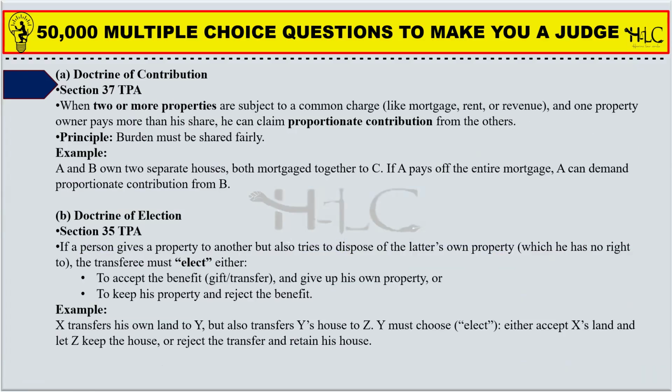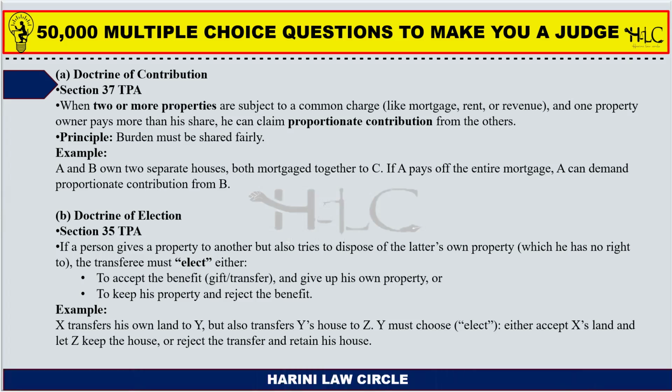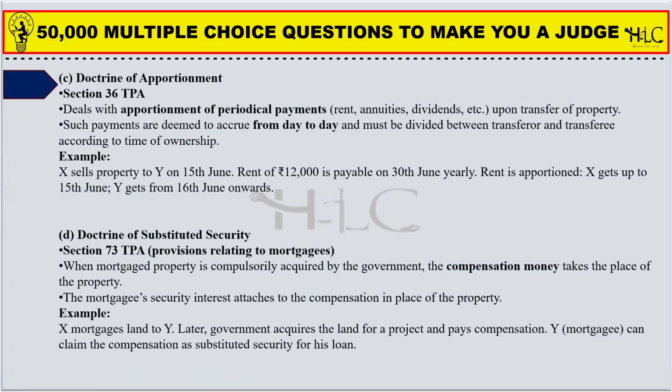So I have discussed all the four doctrines in detail in the explanation part. I request you to pause for a while and read the four doctrines in brief, because I have given you examples with respect to each of the doctrines. These doctrines are usually asked multiple times in various examinations. So have a thorough reading of it and move to the next question. So this is the doctrine of apportionment and substituted interest.